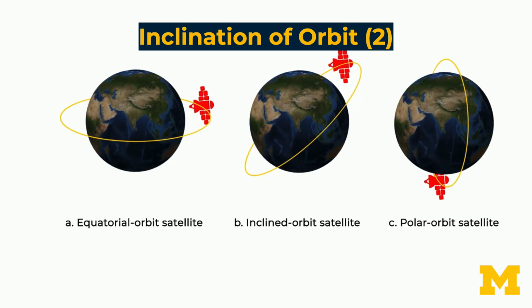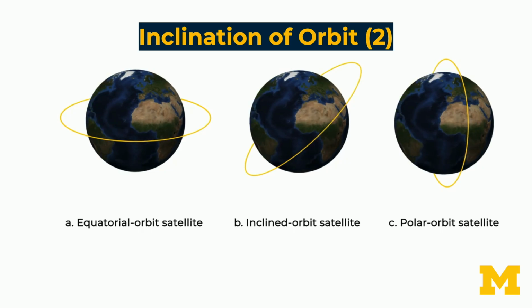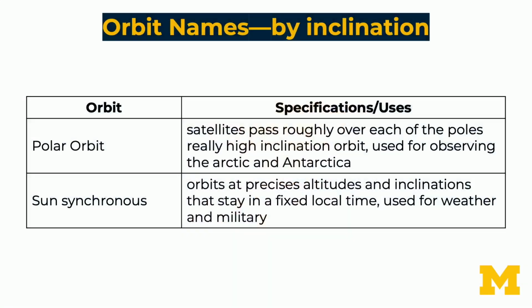Polar orbits have basically the characteristic that they go over the entire Earth. If they pass over the poles, that means they're going from pole to pole and they're covering the entire globe. And so if you want to see the entire globe, then you want a really high inclination orbit. Most weather satellites want to see the entire globe, and so they usually have really high inclination orbits. Then there's this special orbit called a sun-synchronous orbit, which we put at a very precise altitude and inclination that stays in a fixed local time.